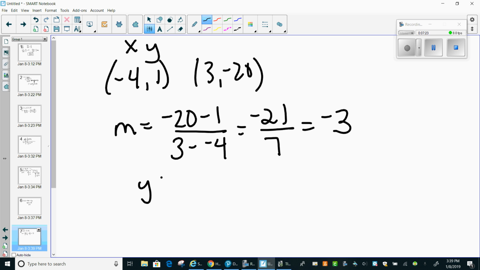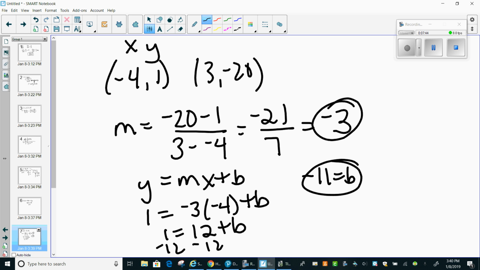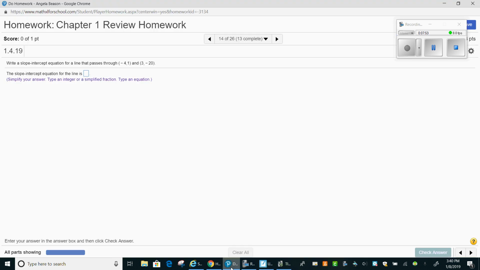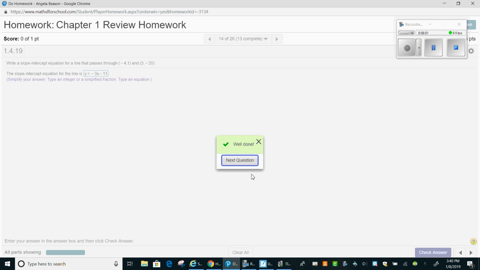So I'm going to plug into y equals mx plus b to find b. I use 1 for y, negative 3 for m, negative 4 for x, and I'm looking for b. So that's 1 equals 12 plus b. Subtract 12 from both sides, and I get negative 11 equals b. So there's your slope, there's your y-intercept. The equation is going to be y equals negative 3x minus 11. And that is correct.